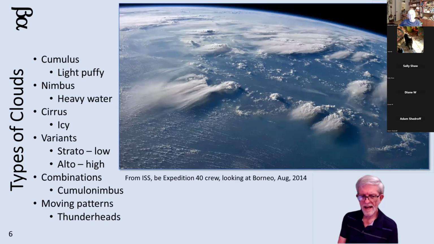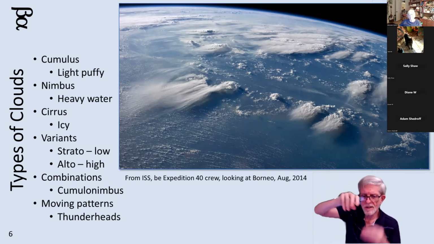So here's that same picture from before. I've enlarged it, and you can see we have cumulus, nimbus, and cirrus. Those are the three major types of clouds. And you can think of the cumulus as the light, puffy ones. Nimbus are darker, grayer, heavier with water. And the cirrus are the higher altitude, kind of stretched out ones. Those are icy. Those are mostly ice crystals.